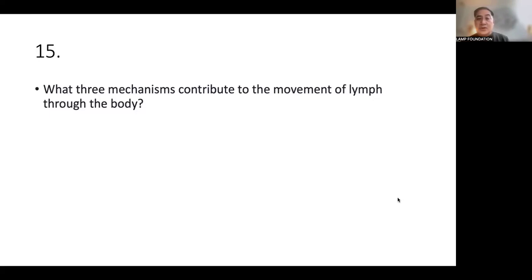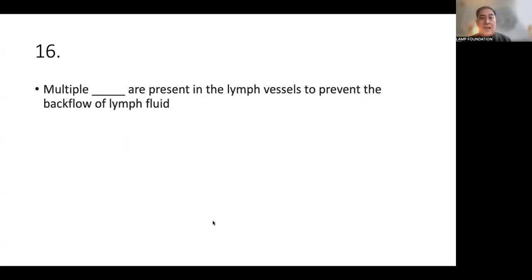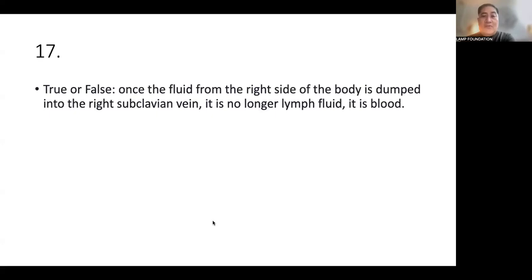What three mechanisms contribute to the movement of lymph through the body? Contraction of skeletal muscles, changes in intrathoracic pressure, and contraction or relaxation of smooth muscles and walls of lymphatic vessels. Great. Multiple blank are present in the lymph vessels to prevent backflow of lymph fluid. What are these structures? Multiple valves. Yes.